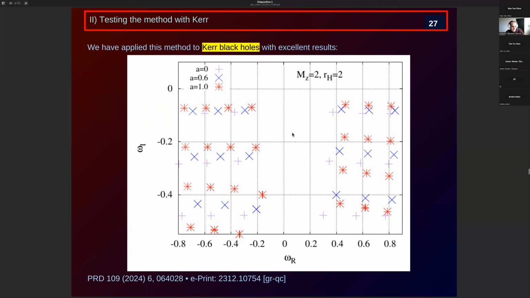Here I'm showing you the real part of the mode versus the imaginary part. This is the very well-known spectrum of Kerr. As you can see, the method allows us to obtain, for example, if you look at the Kerr curve with a equal to 0.6, not the blue point, a lot of modes. We obtain modes with positive values of the real part of omega and negative values of the real part of omega. We also obtain modes that increase in the absolute value of the imaginary part, going away from 0. These are the different excitations. This is the fundamental mode.